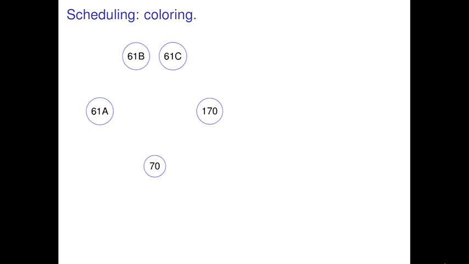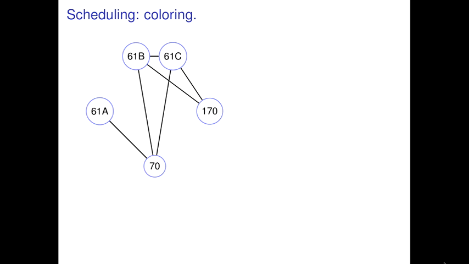Who cares about coloring maps? Coloring maps is fine, but a lot of people take 61A and 70 together. A lot of people take 61B and C together. Maybe, I don't know why. A lot of people take 61B and 70 together. 61C and 70, that's also common. These are also common. But usually you don't take 170 and 61A together, right?